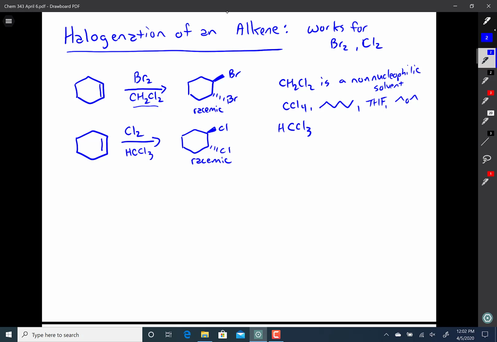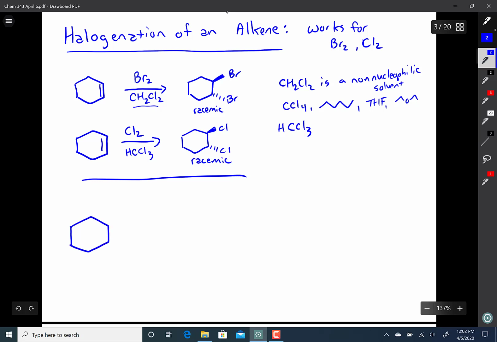So, the mechanism of this reaction is much like the mechanism for oxymercuration, where the bromine, with its lone pair, adds to one of the two carbons. The pi bond goes back, attacks the bromine, and that kicks the bromide off.